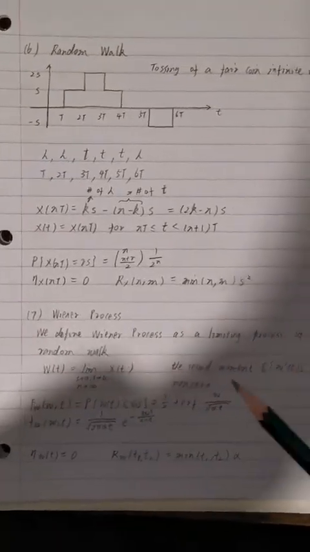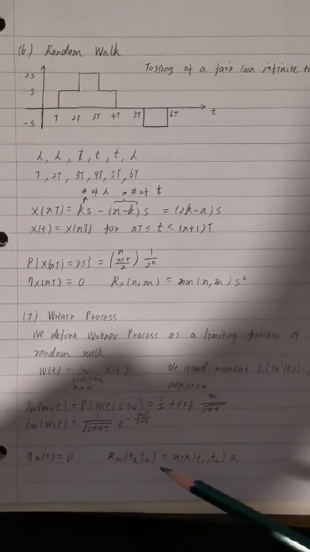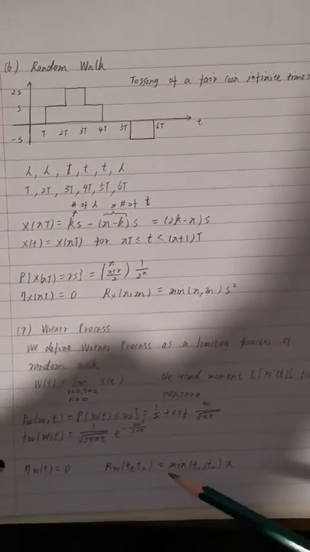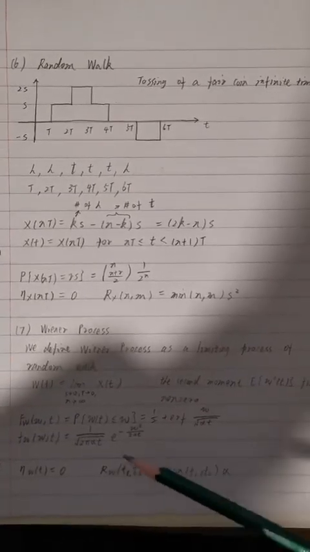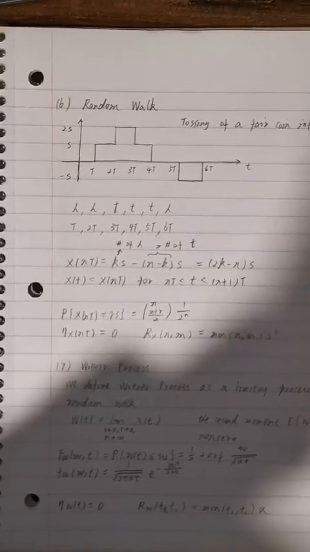The mean is 0, and R_W(t1, t2) equals the minimum of t1 and t2 times alpha. The mean is 0 and is not influenced by others.